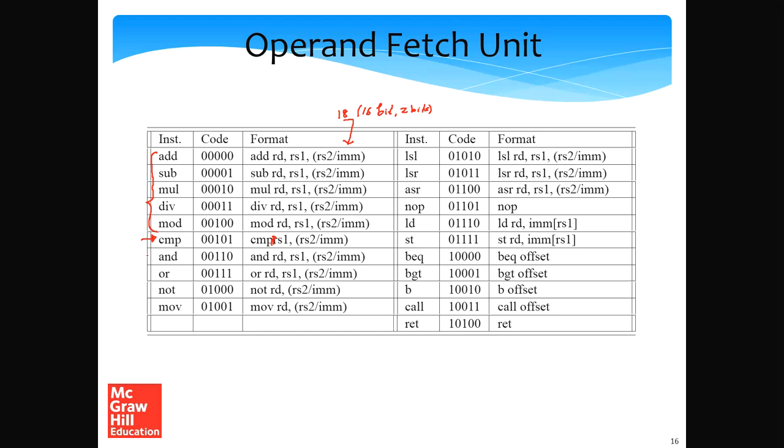Then we have some logical instructions: and, or, and not, which have exactly the same format as the arithmetic instructions. We have the move instruction to move data from a register or an immediate into another register. These three, LSL, LSR and ASR, are the three shift instructions. They have exactly the same format as the rest of the arithmetic instructions.